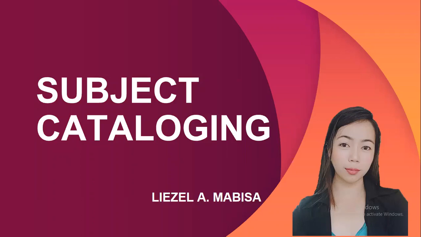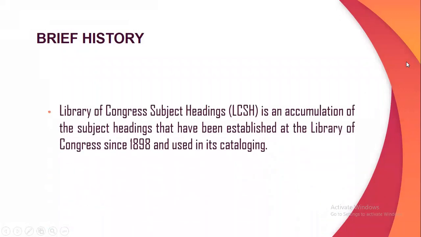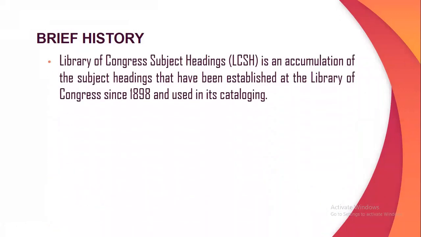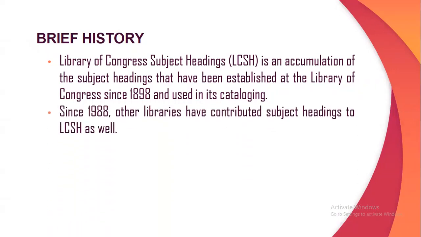First, we'll look at some of the key dates in the origin of the Library of Congress subject headings. Library of Congress subject headings, or the LCSH, is an accumulation of the subject headings that have been established at the Library of Congress since 1898 and used in its cataloging. Since 1988, other libraries have contributed subject headings to the Library of Congress subject headings as well.